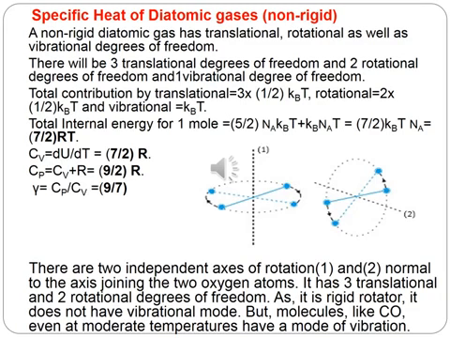The given figure shows there are two independent axes of rotation, 1 and 2, which are normal to the axis joining the two oxygen atoms in the oxygen molecule. You know, oxygen is a diatomic gas molecule since its molecule contains two atoms. It has 3 translational and 2 rotational degrees of freedom. So, it is a rigid rotator. It does not have a vibrational mode of energy. But molecules like carbon monoxide, even at moderate temperatures, will show a mode of vibration.